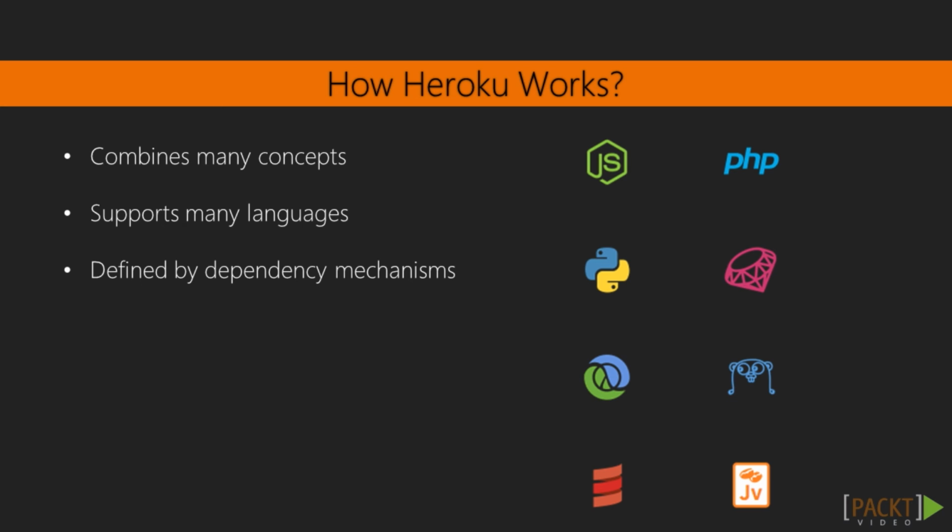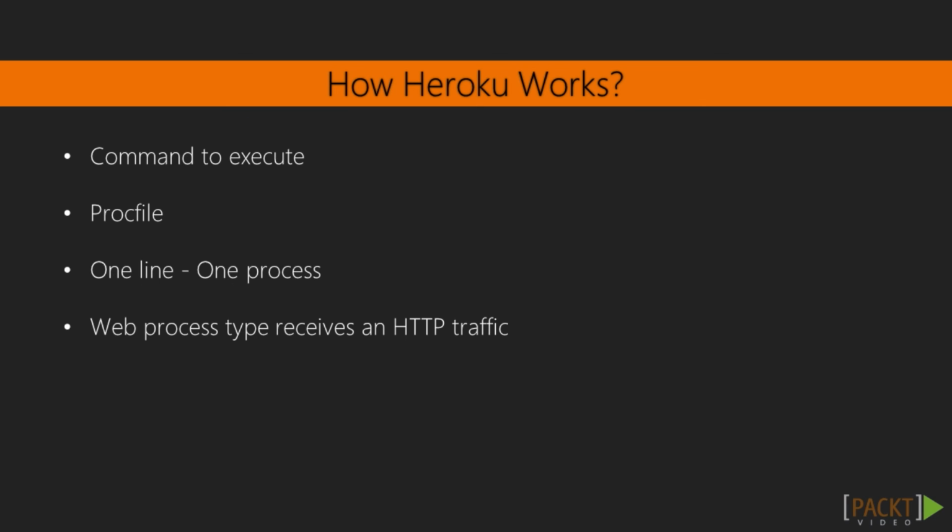The application is defined by the dependency mechanisms. For example, it is a Node.js application if it has package.json file. For Heroku to launch your application, it needs to know what command should be executed. This is defined by Procfile, which contains a process type and the command to be executed. Each line contains a separate process. The web process type is a special one, as it will receive HTTP traffic.